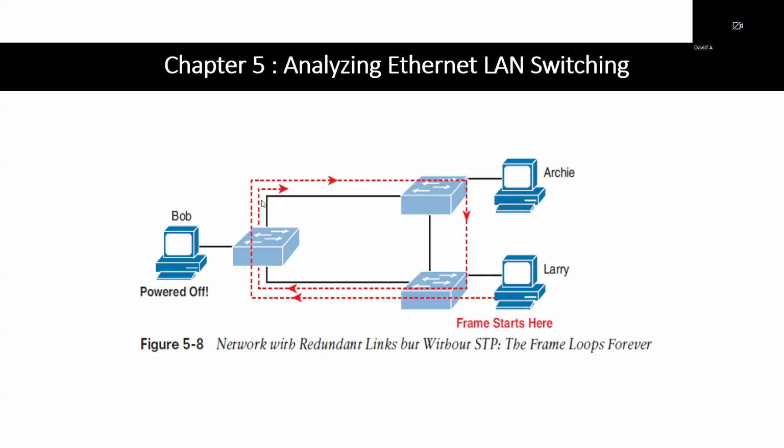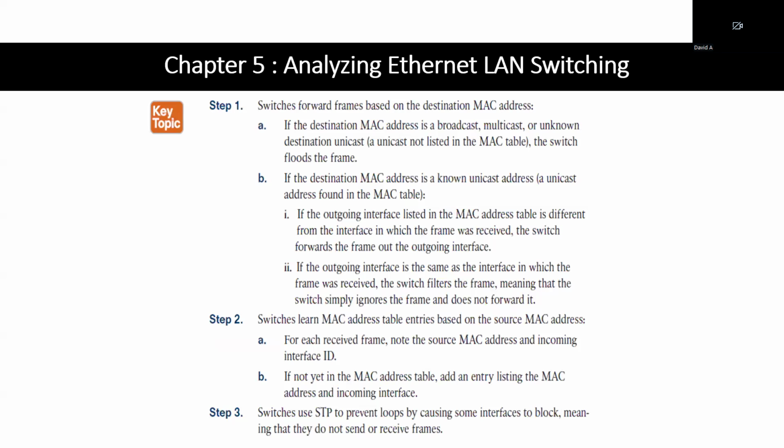Okay. So let's keep going. So key topic here, right? And this is going over some of the logic that we spoke about so far. So let's read it step by step, right? So step one, right? Switches forward frames based on the destination MAC address. Right? I know this sounds familiar. A, if the destination MAC address is a broadcast, multicast, or unknown destination unicast. Okay? The unicast is not listed in the MAC address table. The switch floods the frame. Okay?